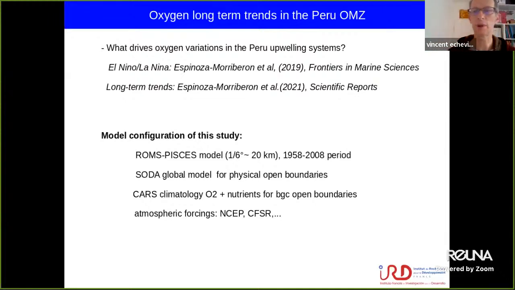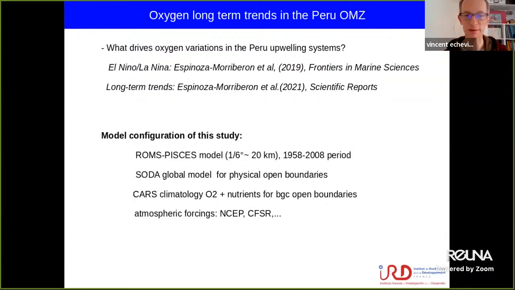So there were 2 papers done on this study with Dante Espinosa Moriberon, one about El Niño and one about the longer trends. I'm going to talk mainly about the longer trends. So what was the model configuration of this study?